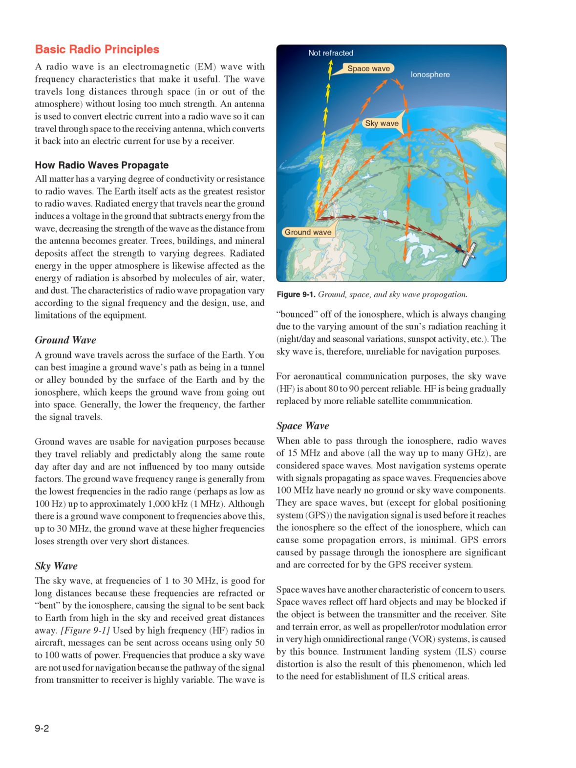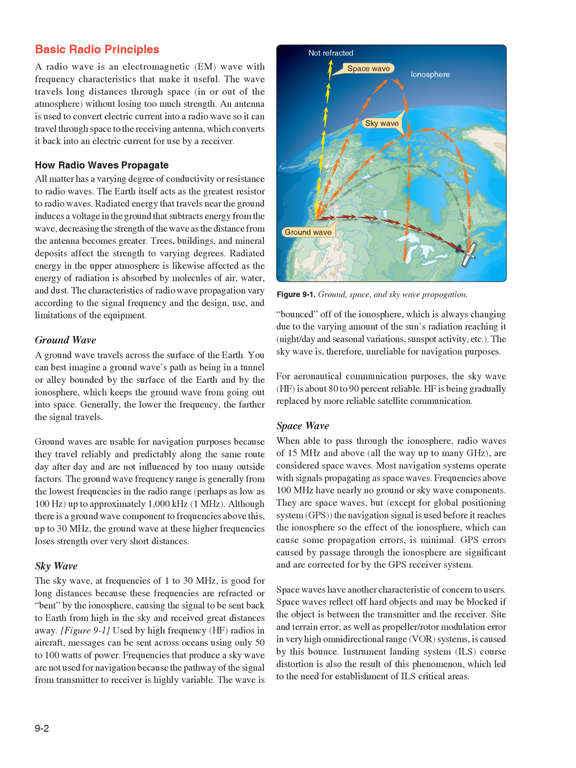The ground wave frequency range is generally from the lowest frequencies in the radio range, perhaps as low as 100 Hz, up to approximately 1000 kHz, or 1 MHz. Although there is a ground wave component to frequencies above this, up to 30 MHz, the ground wave at these higher frequencies loses strength over very short distances.